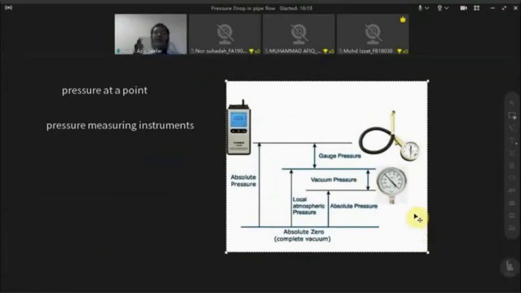Now we're going to look at the pressure drop differences in the quiz. In order for us to evaluate the pressure differences, it's better for us to look at the basic theory about pressure, and we will consider a point in the fluid. So we're going to look at the pressure measuring instruments first.